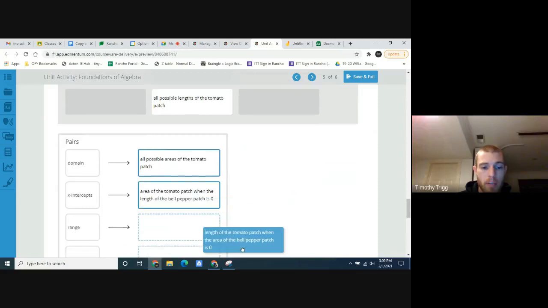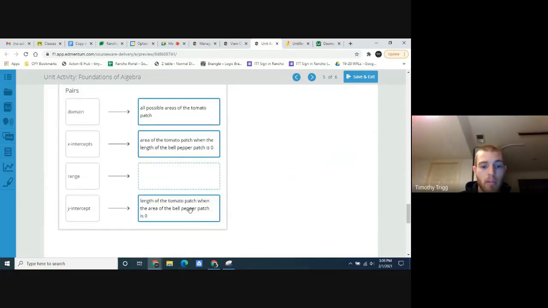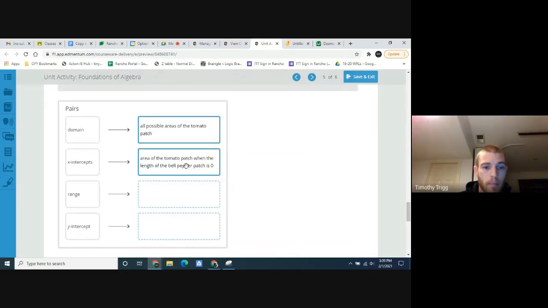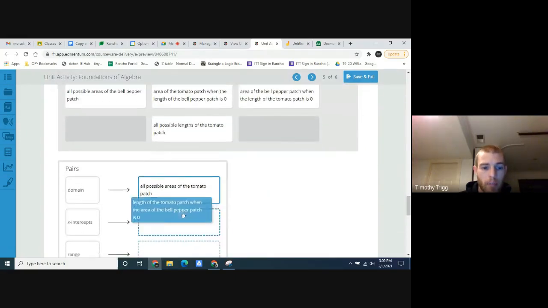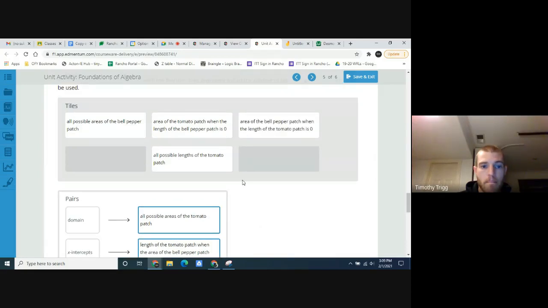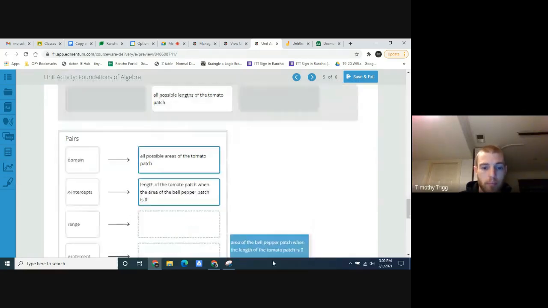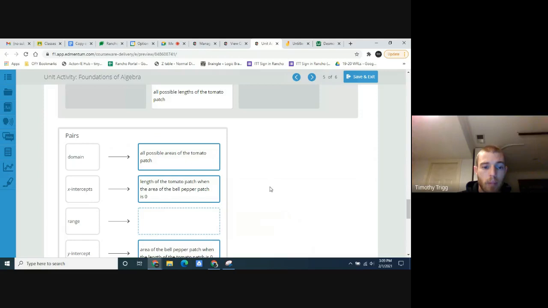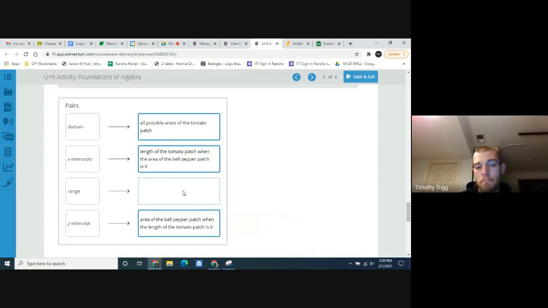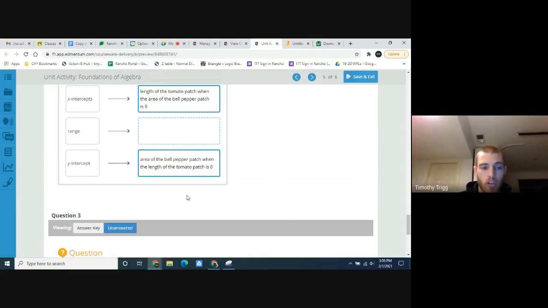Similarly, the y-intercept is the opposite. The length of the tomato patch. Oh, wait. No, this goes right here. Length of the tomato patch and the area of the bell pepper patch is 0. The other one's the opposite. The area of the bell pepper patch when the length of the tomato patch is 0. Okay, and I'll leave this one for you to figure out. What do the y values represent? What is the range?